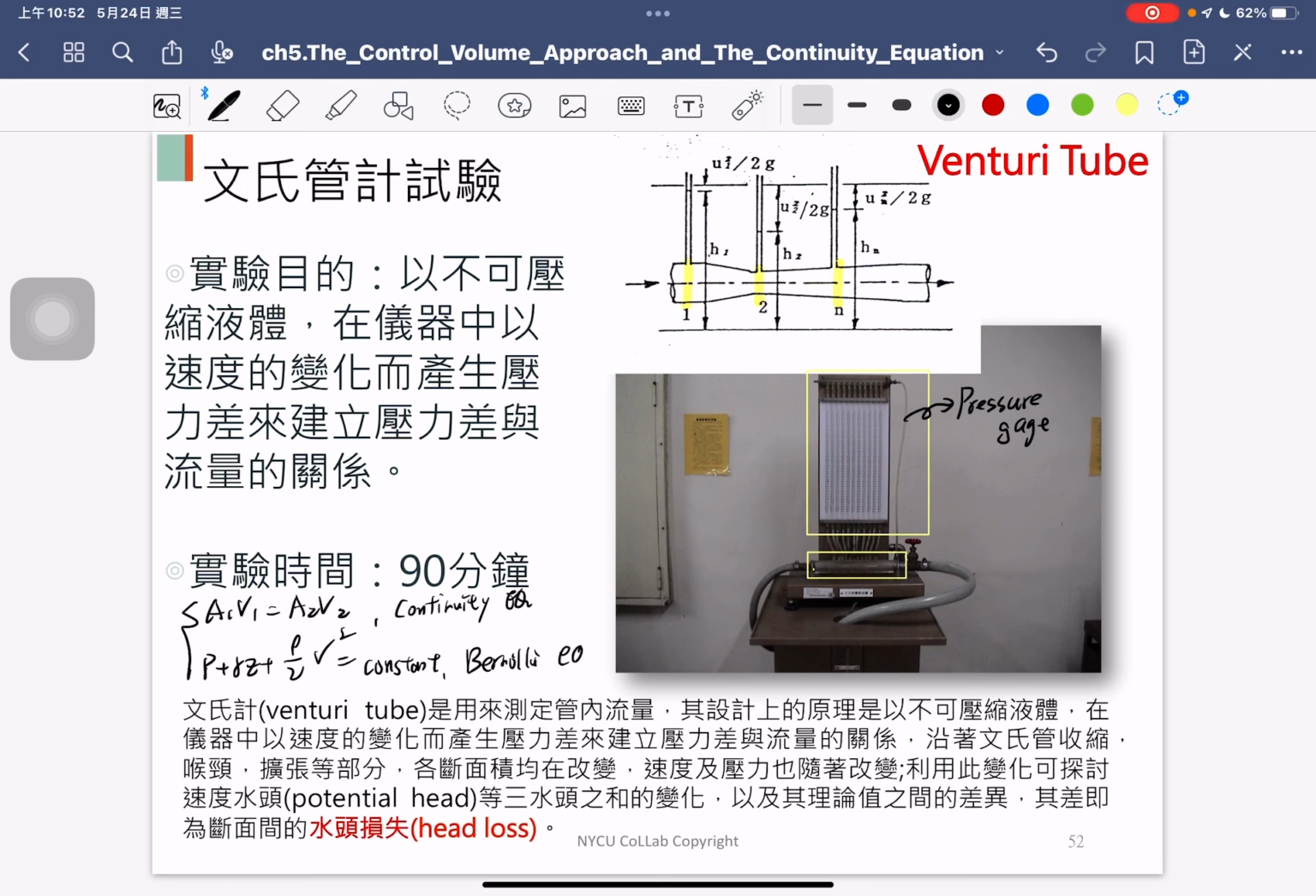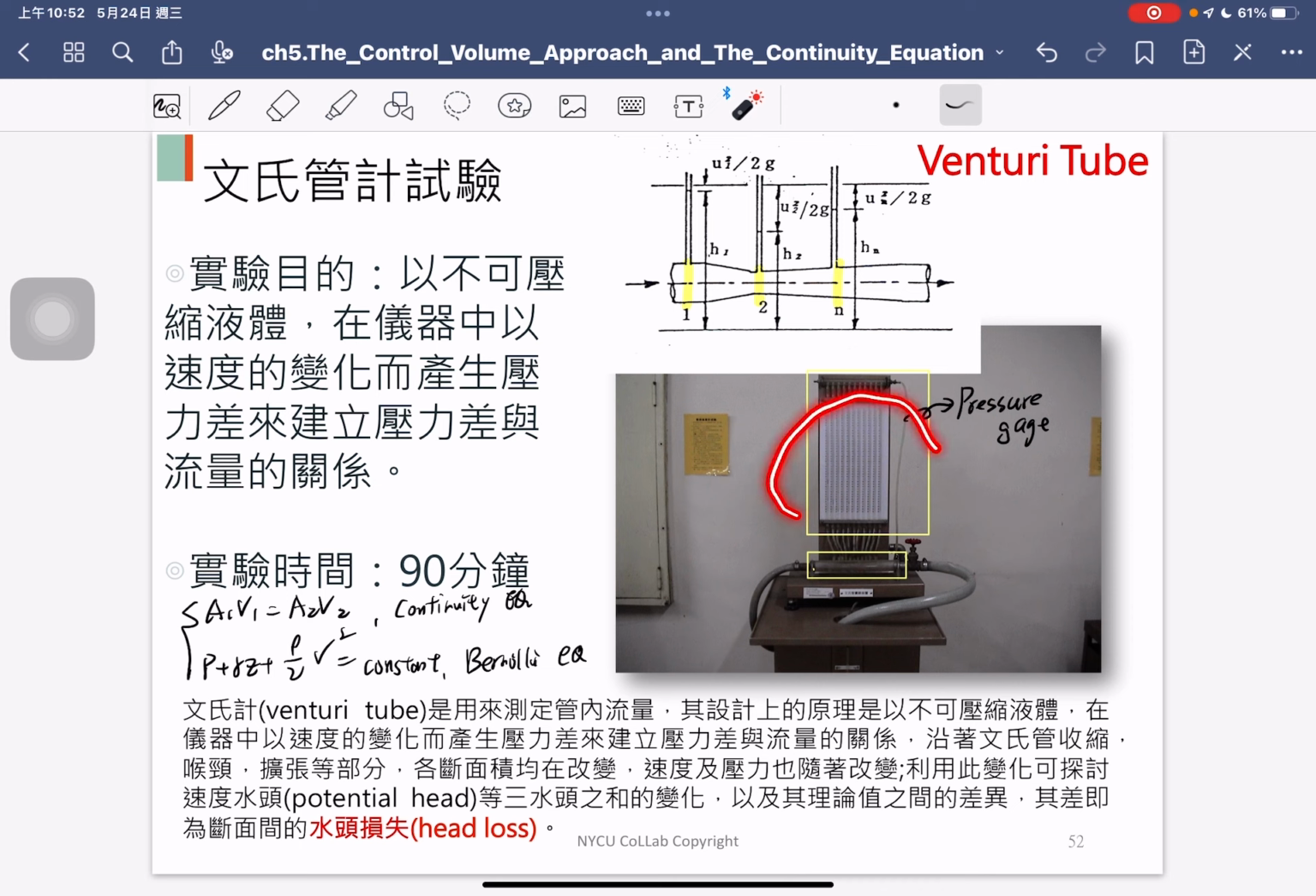So you have the Bernoulli equation and the continuity equation. You can calculate the different cross-section areas, what pressure we have, and what velocity we have. Based on the two equations shown here, you will understand the velocity and pressure relationship. Then you can compare the result computed from the two equations with the true answers.